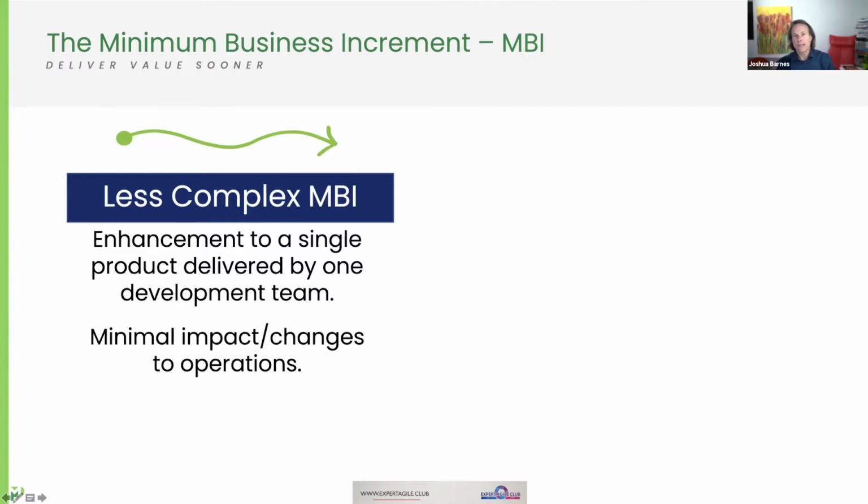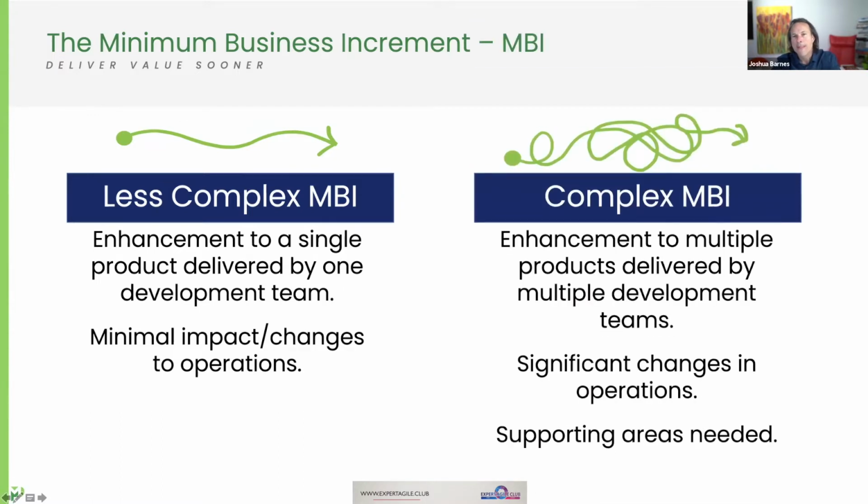Another one is, hey, if we're using story points and a Fibonacci sequence, it's a 1 or a 2 or a 3, right? It's really small. So one end of the spectrum, less complex, right? Maybe it's an enhancement to a single product by one development team, minimal impacts or changes to operations. And we have a complex MBI, right? The other end of the spectrum. 2 or more products need to be enhanced. 2 or more teams are involved.